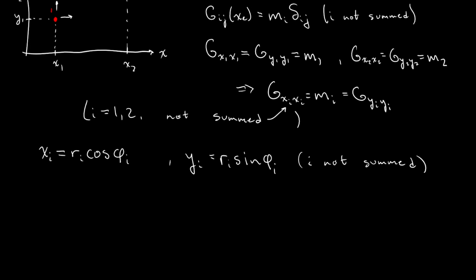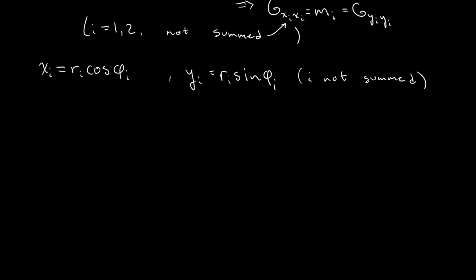Yeah, I told you there'd be a lot of bouncing back and forth between summing over repeated indices and not, but I promise it's still easier to use the summation convention. Okay, so now I want to find G in these polar coordinates.